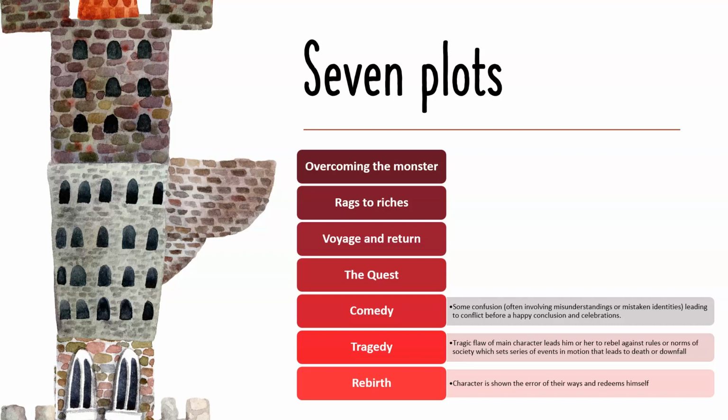Here's seven plots: Overcoming the Monster, Rags to Riches, Voyage and Return, The Quest, Comedy, Tragedy, Rebirth. So we've got a little more here. When we look at comedy, there's confusion often with misunderstandings or mistaken identities that lead to conflict before a happy conclusion and celebrations. This goes all the way back to the Greeks and Shakespeare. Tragedy: the tragic flaw of a main character leads him or her to rebel against the rules or norms of society, which sets a series of events in motion that leads to death or downfall. Rebirth: the character is shown the error of their ways and redeems himself. So you're probably thinking of stories right now that fit into these plot lines.